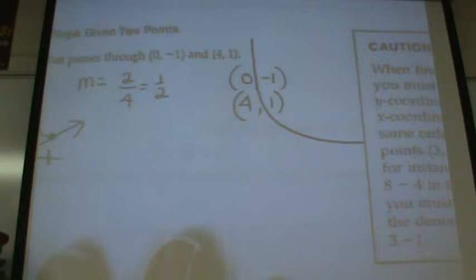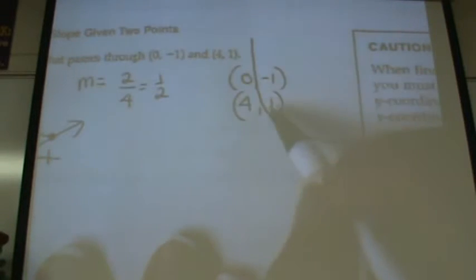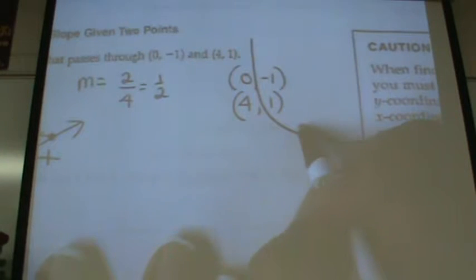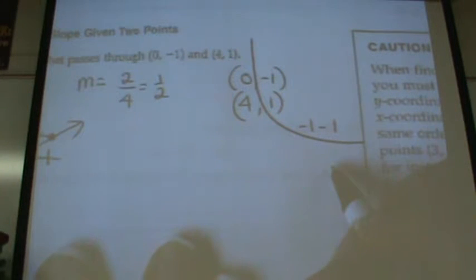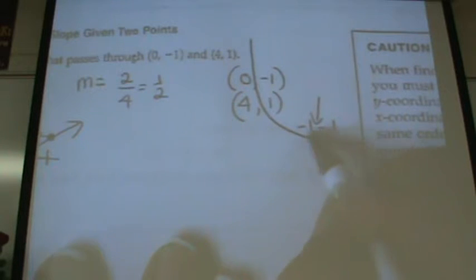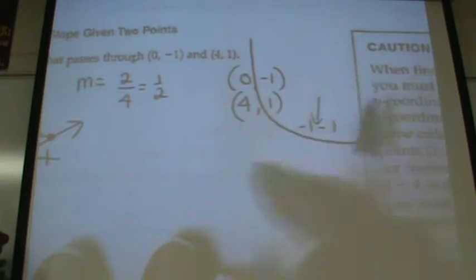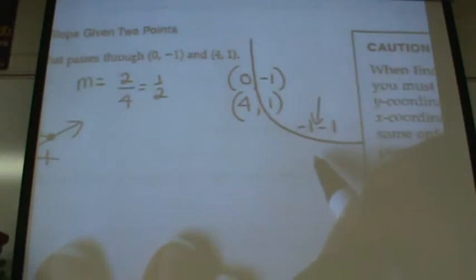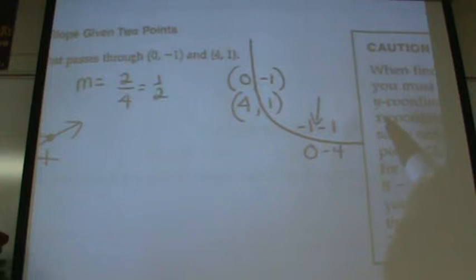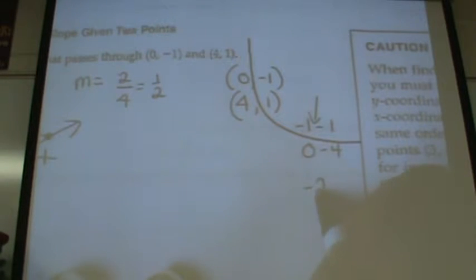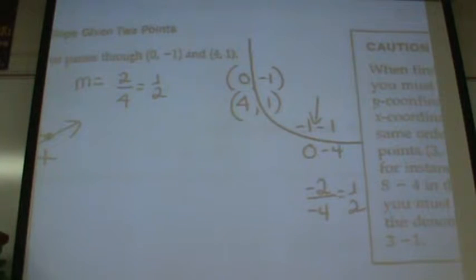Now why do you think I did that? Because right here, I'm gonna keep these y values on top. Now, why did I write -1 minus 1? Because the definition of slope, it's the difference of the two y values. And now, I'm gonna slide these down here, over 0 minus 4. Now, let's do the math. What is -1 minus 1? -2. What's 0 minus 4? And simplify it, you get 1/2. So if you have to do it algebraically, that's what you do.